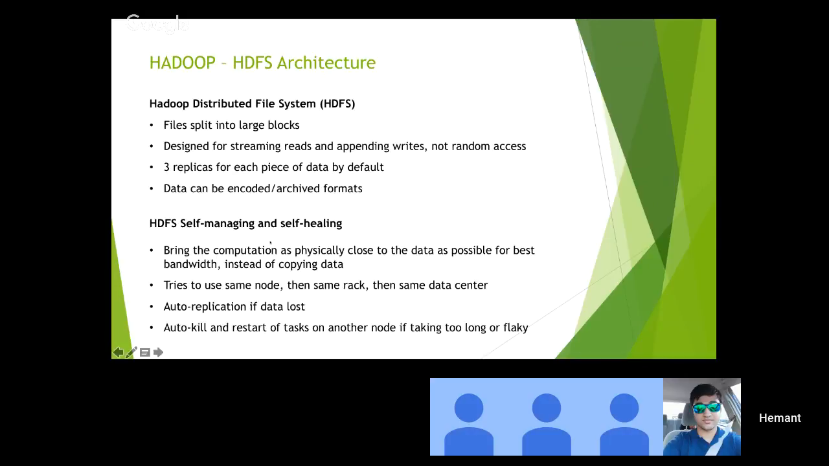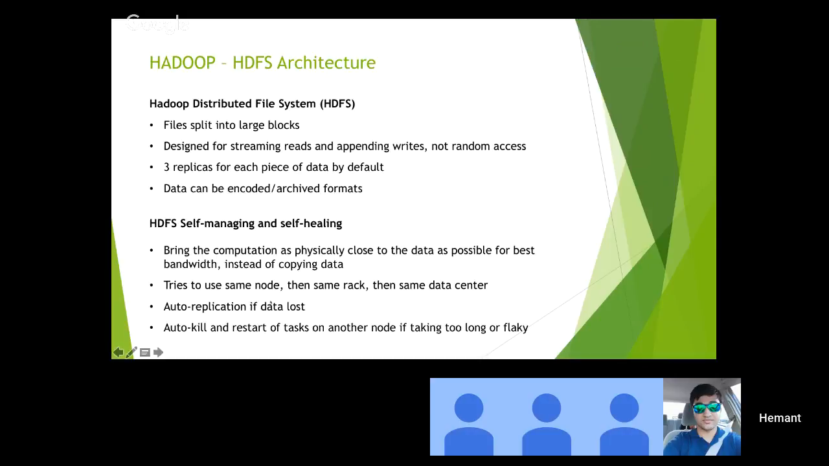HDFS is self-managing and self-healing in the sense that it brings the computation as physically close to the data as possible for the best bandwidth, instead of copying the data. That is one of the main features of HDFS, the shelving concept, that it tries to avoid the cloning of the data.